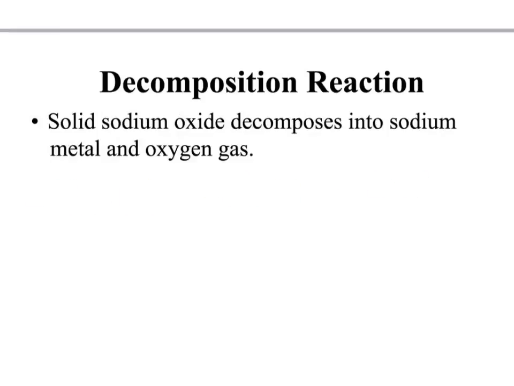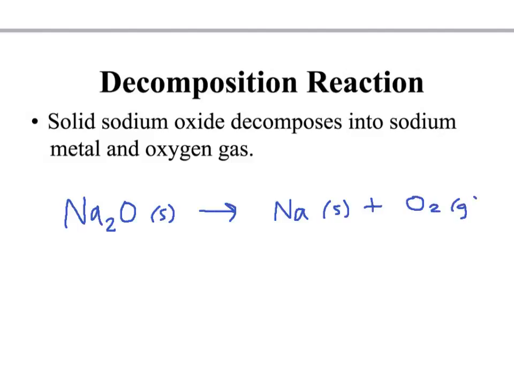Another example of a decomposition reaction, we have sodium oxide decomposes into sodium metal and oxygen gas. So my reactant is sodium oxide, Na2O, watch your subscripts. This is a solid, and it decomposes into sodium metal. So there's my sodium metal, it's a solid, plus oxygen gas. All right, and then we'll balance this. So this is my balanced equation.